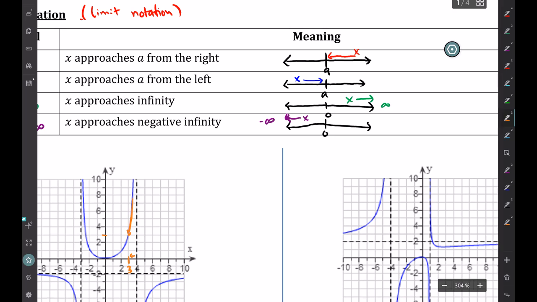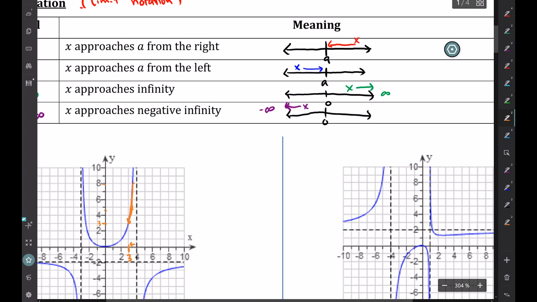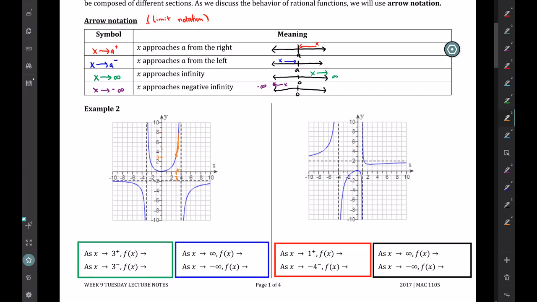Think of this as if there was a little ant walking on this curve and his x-coordinate was decreasing to 3. Where would his y-coordinate be going? Originally, up here, his y-coordinate would be 8, but as his x-coordinate approaches 3, he's moving down to the value y equals 3. That's the game we're trying to play here. So again, the statement says, as x approaches 3 from the right, f of x approaches 3.